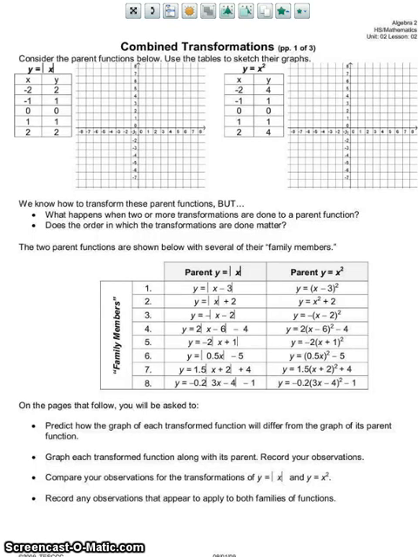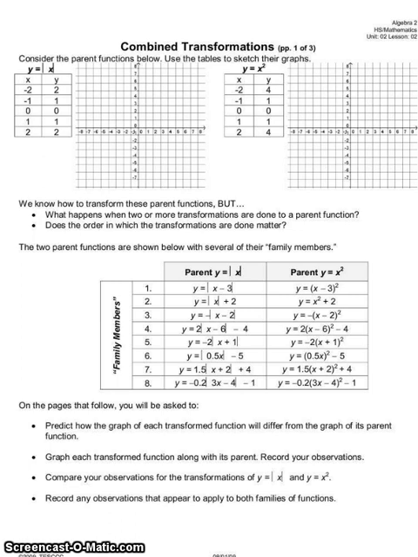Okay, class, today we're going to be doing combined transformations, which means more than one type of transformation at a time. So I want you to consider the parent functions below. The first one I have is an absolute value function, and the second one is a quadratic. I want you to use the tables to sketch their graphs. Now I'm going to do a rough estimate, but I expect you to be more exact.